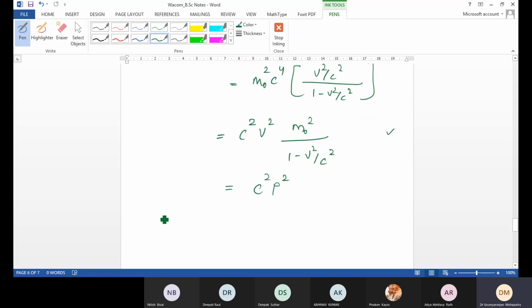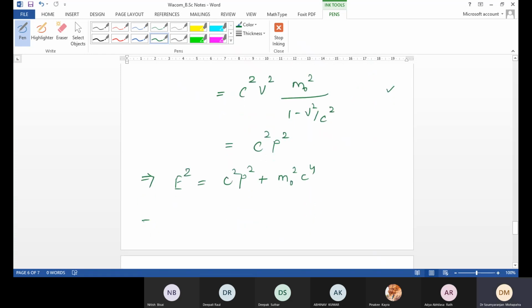Okay. So now what I will do is, as Deepak was telling, this is your E square is equal to c square p square. That factor will come to this side. So this is your m naught square c4. So the final expression is E is equal to root over m naught square c4 plus c square p square. Okay. So this is my relation of total energy with momentum.